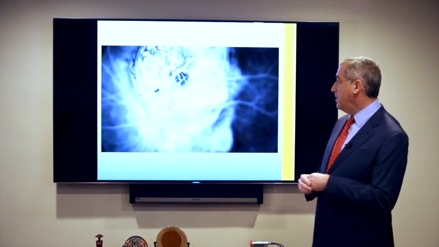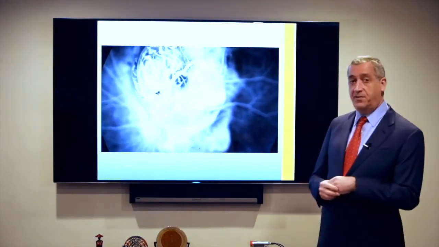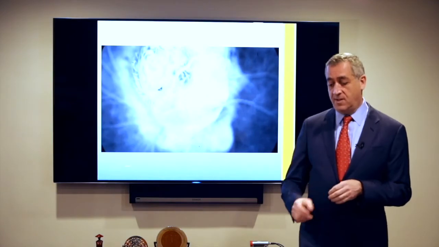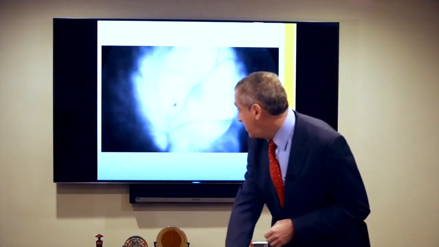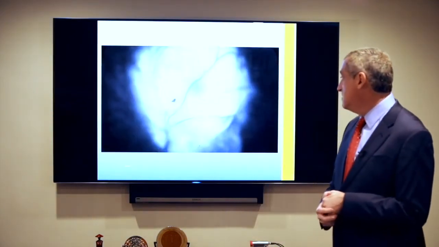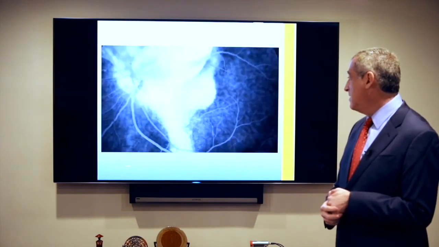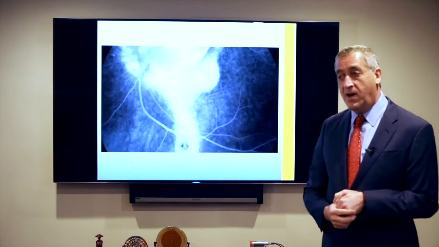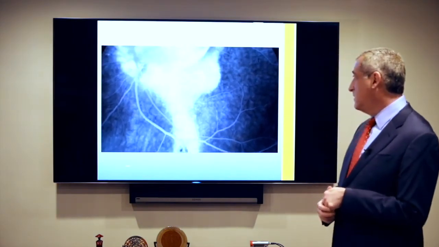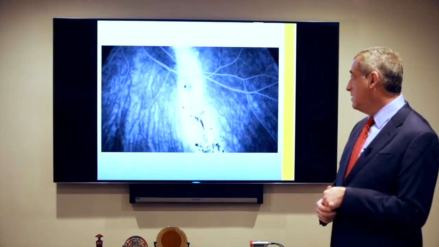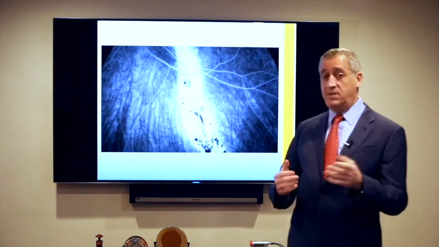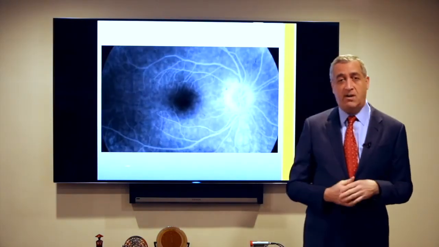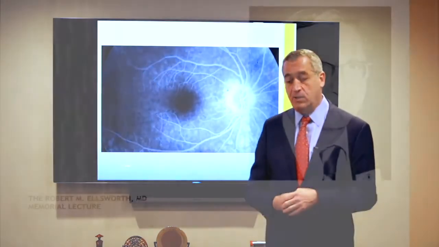Here we have a tumor, and you can see the vascular supply inside. And you can see how it's leaking. And you can even see the leaking going down with gravity towards the bottom of the eye. Tumors do all these things. Each one of these characteristics helps us make the diagnosis.